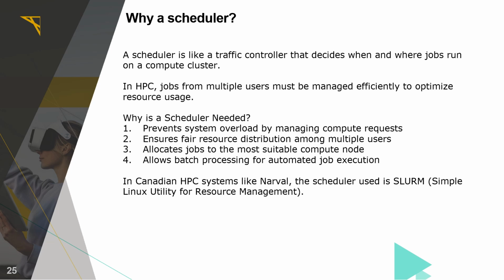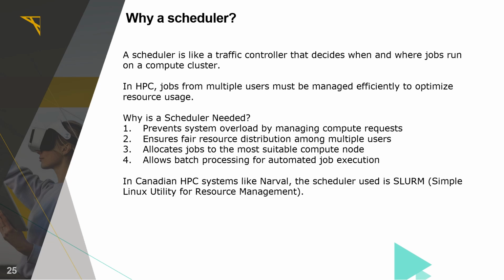With a scheduler like SLURM, you get optimized resource allocation and fair sharing of your compute power. If a lot of users are trying to access it at the same time, that would be chaotic. SLURM is the scheduler used in the Canadian HPC systems. I'm sure there are names of other schedulers used by other similar systems, maybe in the US or in other countries as well.